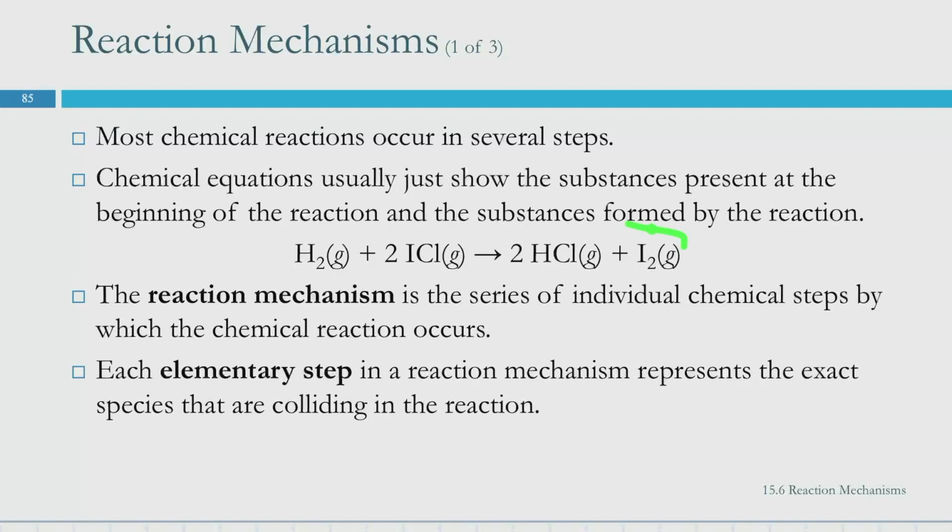So our chemical equations have looked something like this, where we just have reactants and products, and it doesn't show us if there's anything happening in between there. To us, it just looks like this one hydrogen has to run into two iodine monochlorides, and then, boom, you get products. In reality, that's probably not what happens. And so a reaction mechanism is the steps or the process of the reaction.